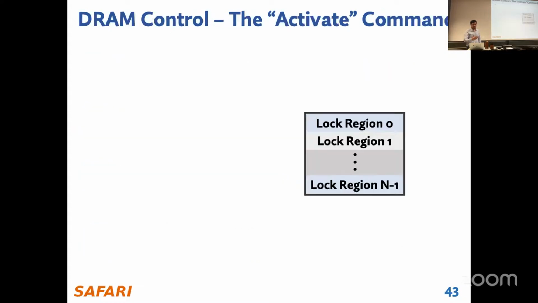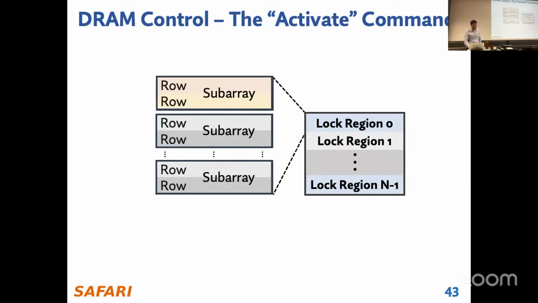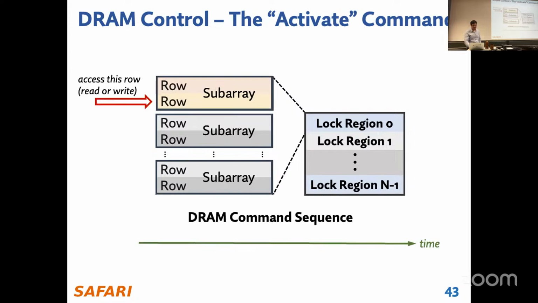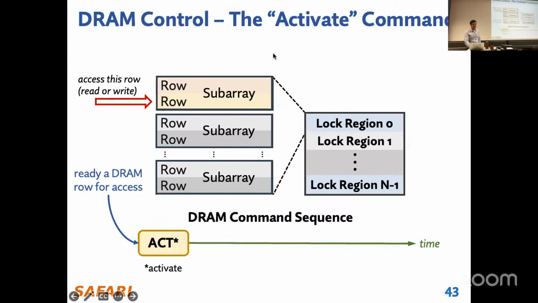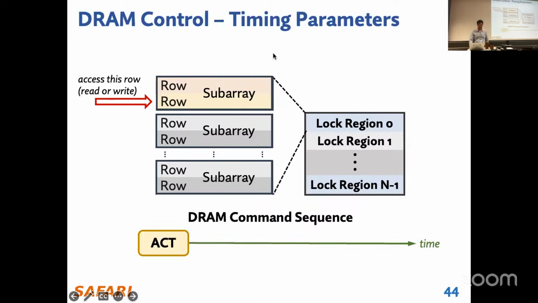But I would normally introduce the activate command here. You already know what the activate command does. We have our DRAM rows. If you want to access this row, you send an activate command to that row. Its function is just to ready the DRAM row for access. That's the quick recap for the activate command.